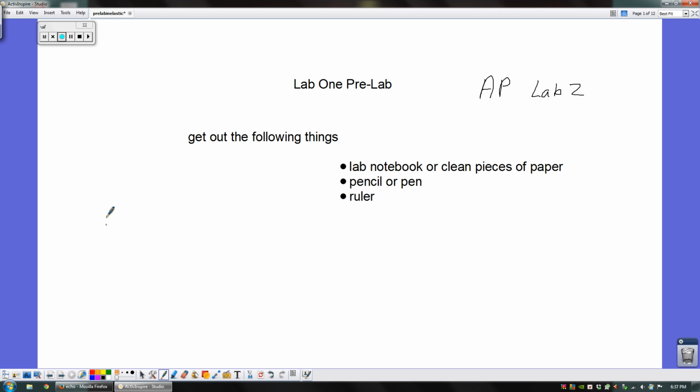So, at this point, please pause, get out the following things, and then hit pause again. I need your lab notebook or a clean piece of paper. You'll need more than one. A pen or pencil. If it's a pencil, please make sure it is sharp. And a ruler. You're going to need a straight edge with centimeter markings on it. All right, so there's that. Moving right along.